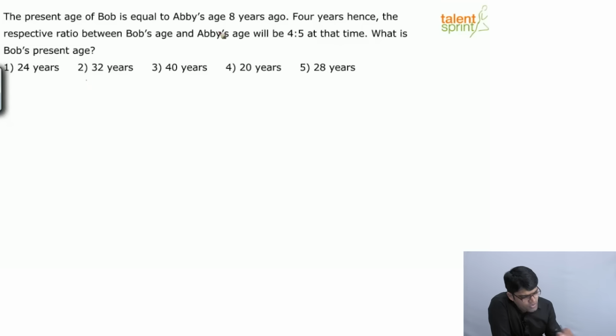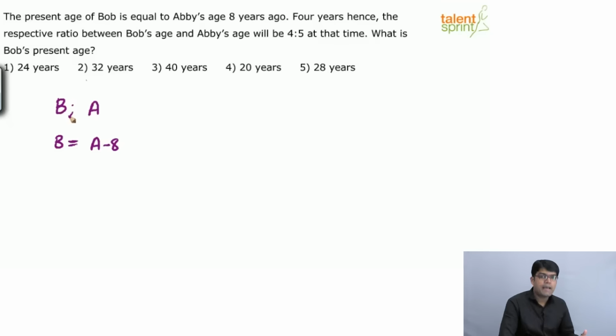So first step is to write the equations. Let's see what it says. The present age of Bob is equal to Abby's age 8 years ago. So I'll say present age of Bob, let us assume B, and Abby's age, let us assume A. So B is equal to Abby's age 8 years ago. 8 years ago means what? A minus 8. You know, right? If the present age is A, age 8 years back will be A minus 8.